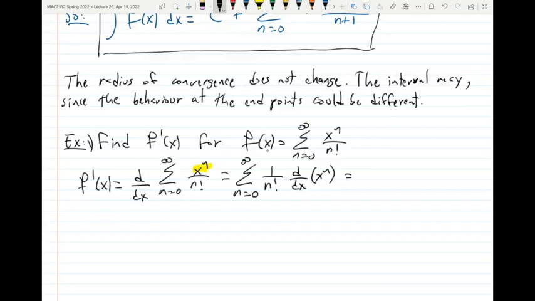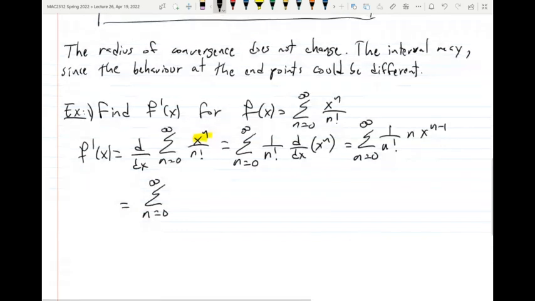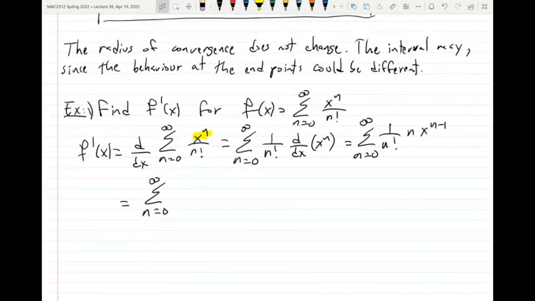So what is this? That's the sum from 0 to infinity, 1 over n factorial, and then we get n x to the n minus 1. And what's n over n factorial? Isn't it n factorial divided by n? That's n minus 1 factorial. Remember, n factorial is n minus 1 factorial times n, right? So you can think of this as n minus 1 factorial times n. So the n's cancel out, and you're going to have x to the n minus 1 over n minus 1 factorial.